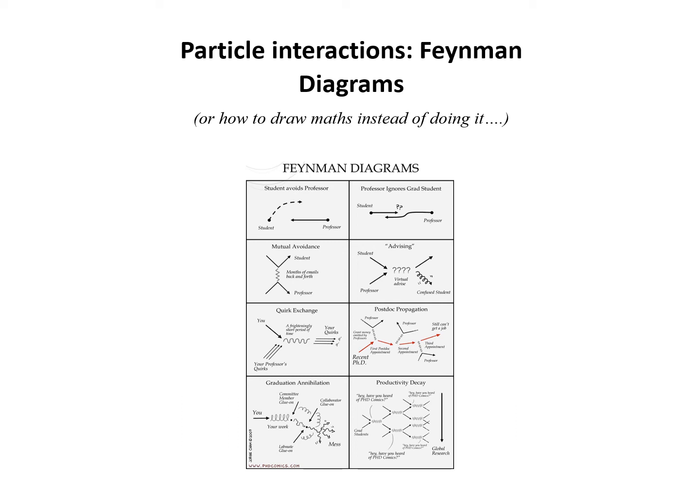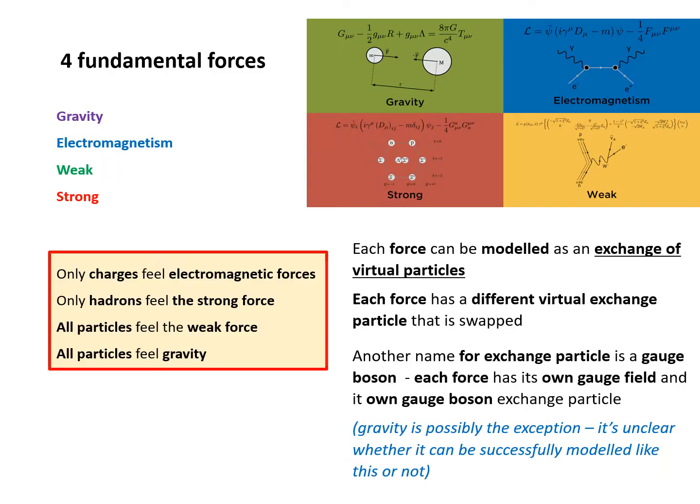Particle interactions, Feynman diagrams. As a recap, we have four fundamental forces: gravity, electromagnetism, the weak nuclear force and the strong nuclear force. Only charges feel the electromagnetic force, so neutral particles like neutrons and neutrinos don't feel that force. Only hadrons feel the strong force, so hadrons are the particles that are made of quarks, so only particles made of quarks feel the strong force. All particles feel the weak force, and all particles feel gravity.